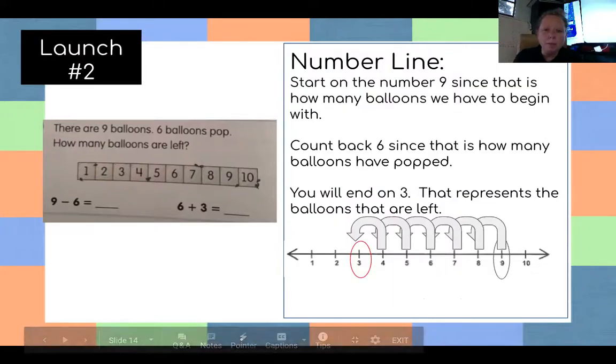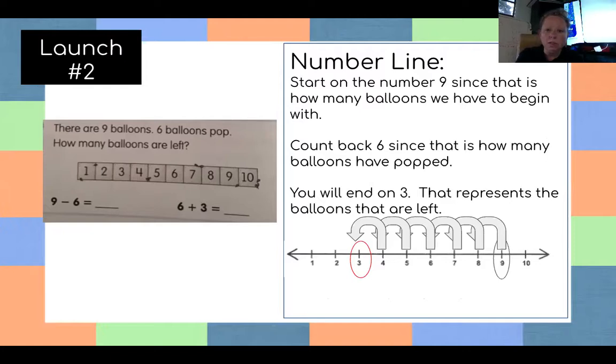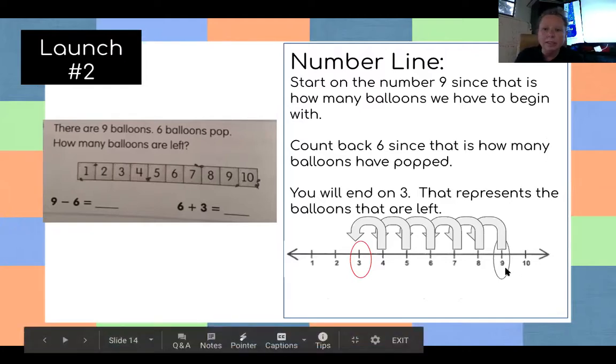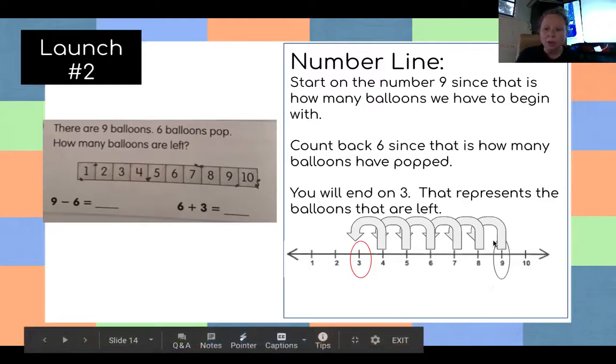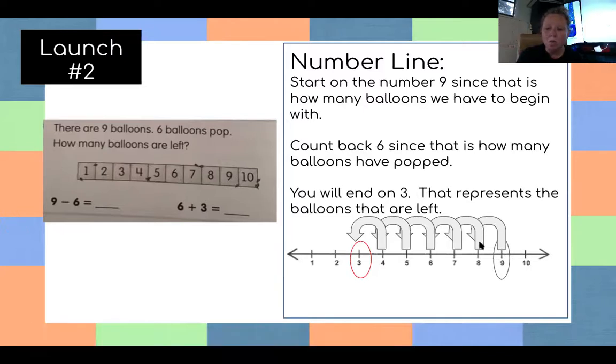When we use a number line to solve this, we are going to start with the number 9, since that's how many balloons we have to begin with. We are then going to count back 6, since that shows how many balloons have popped. Watch me. I start on 9 and I'm going to count back 6. 1, 2, 3, 4, 5, 6.